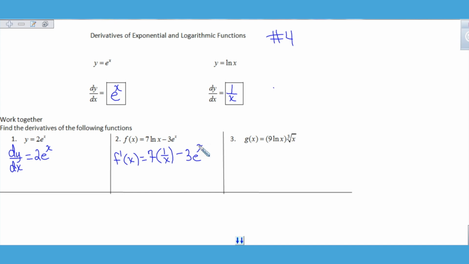And then number 3 is going to get just a little tougher. So I'm going to rewrite this because I see a radical. I'm writing equals because I'm just rewriting it, as 9 natural log of x times x to the 1/3. Remember, it's power over root, power over root.